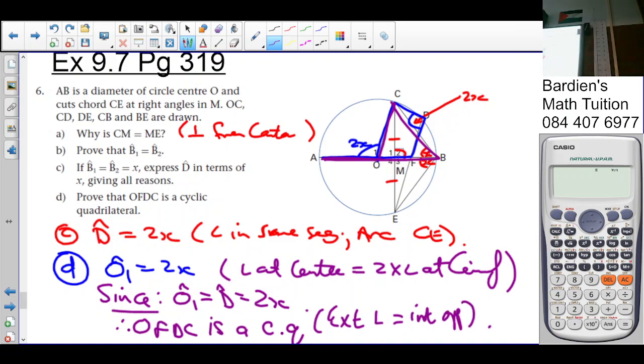Very important here, don't make the mistake. If they ask you to prove it's a cyclic quad, use cyclic quad in your reason. Don't make that mistake. Okay? This reason here always carries one full mark. If your reason is not in the right place, or you slip up there with cyclic quad, you lose it.